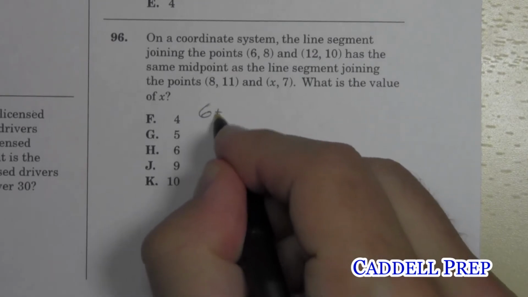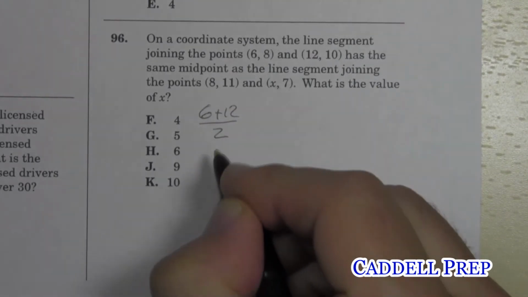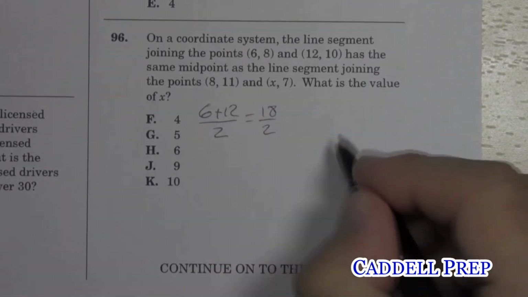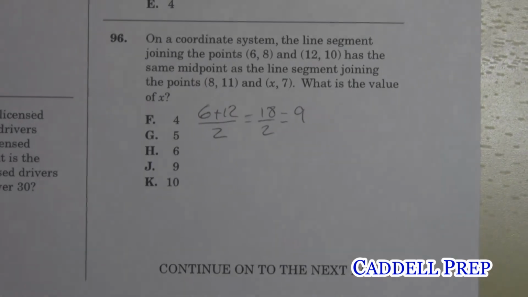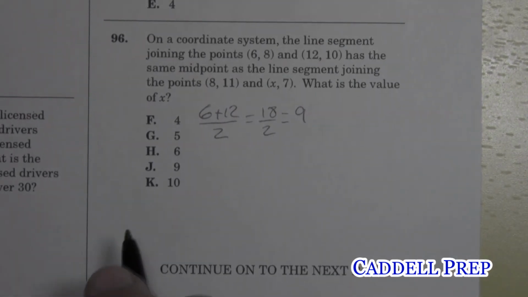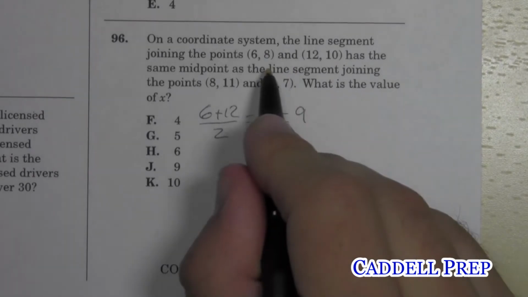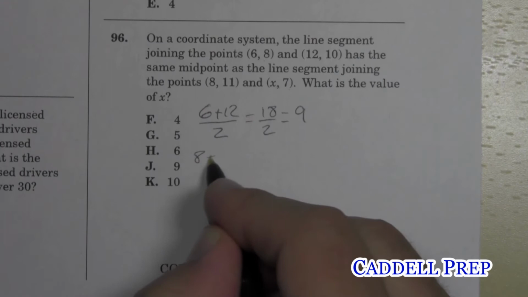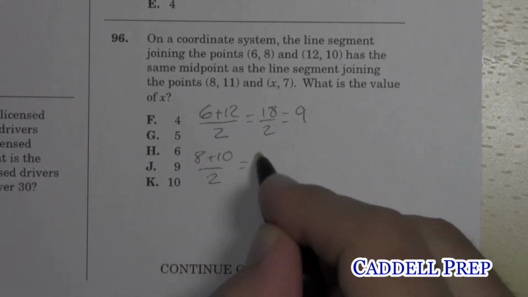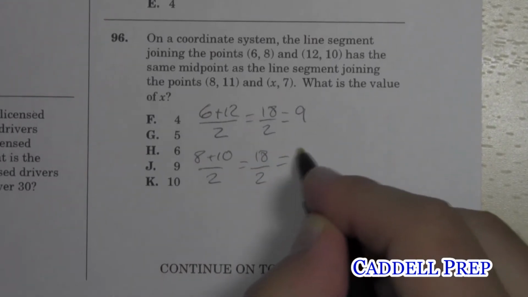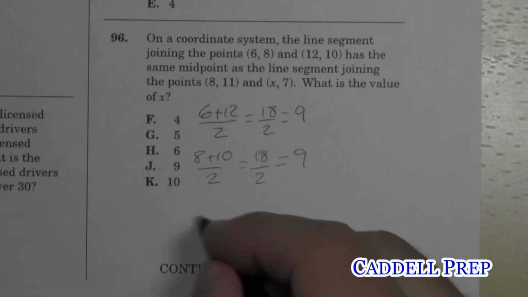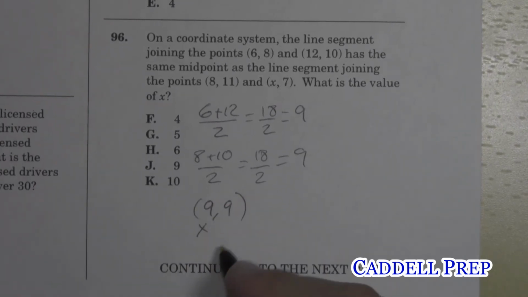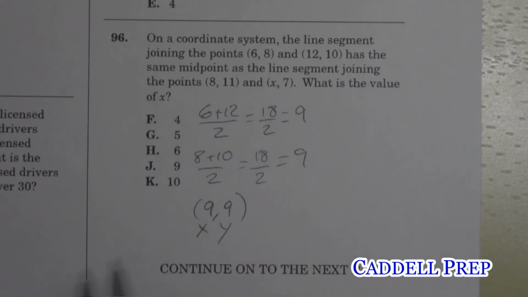So we have 6 plus 12 divided by 2. So that's 18 divided by 2, which is 9. Okay, so that's the x coordinate for the midpoint. Now we'll find the y coordinate. So that's going to be the average of 8 and 10. So 8 plus 10 divided by 2, again, is 18 divided by 2, and that's 9. So the midpoint is (9, 9). 9 is the x coordinate, and then 9 again is the y coordinate.